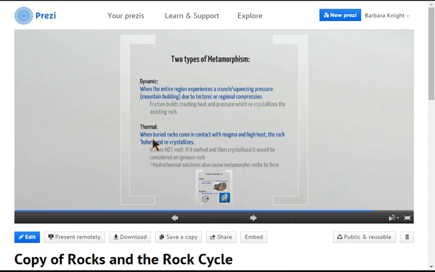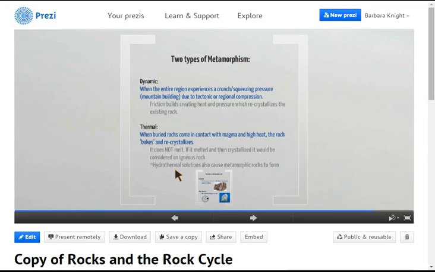Thermal metamorphism is when the rocks come into contact with magma in high heat and the rock actually bakes and recrystallizes. Again, it does not melt. If it melted and then recrystallized, it would be considered an igneous rock. So the main difference here is that the metamorphic rocks undergo just enough heat to bake, but not enough to melt.